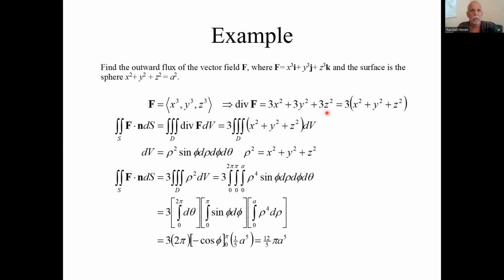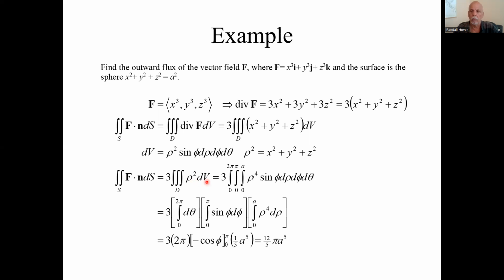Here's an example. Find the flux of this vector field, x cubed plus y cubed plus z cubed, and the surface is the sphere of radius a. So what's the divergence? 3x squared plus 3y squared plus 3z squared. And it's a sphere, so we'll use spherical coordinates. And this is rho squared. Rho squared equals that part. So our flux integral becomes this.